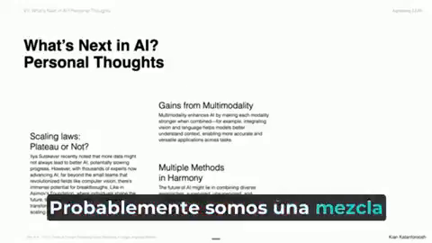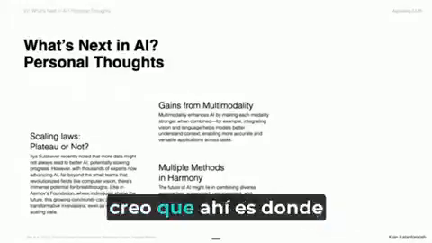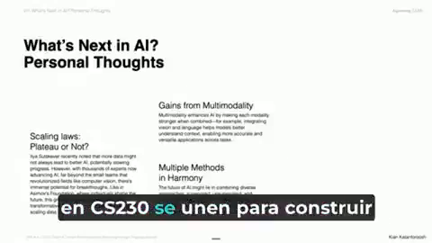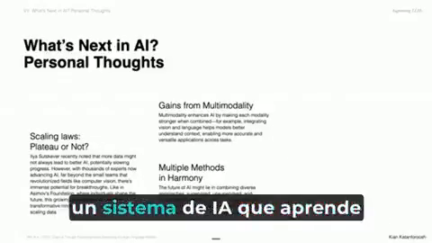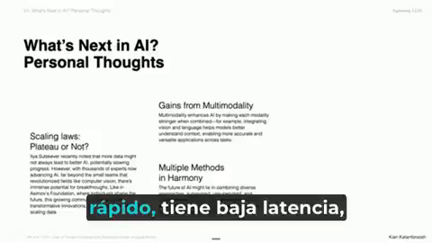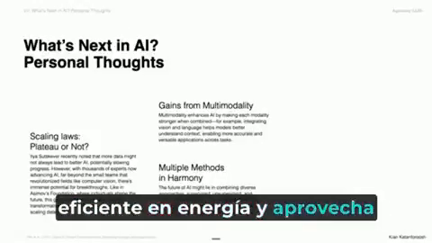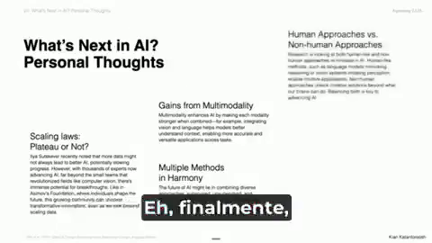We're probably a mix of all these methods, and I think that's where the trend is going, where those methods that you've seen in CS230 come together in order to build an AI system that learns fast, is low latency, is cheap, energy efficient, and makes the most out of all of these methods.